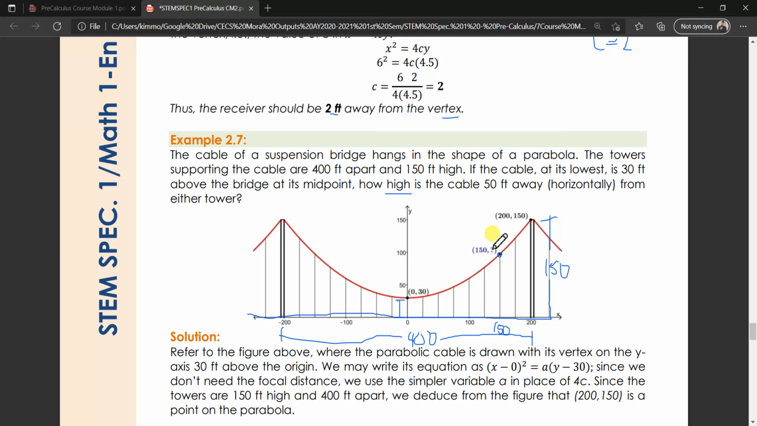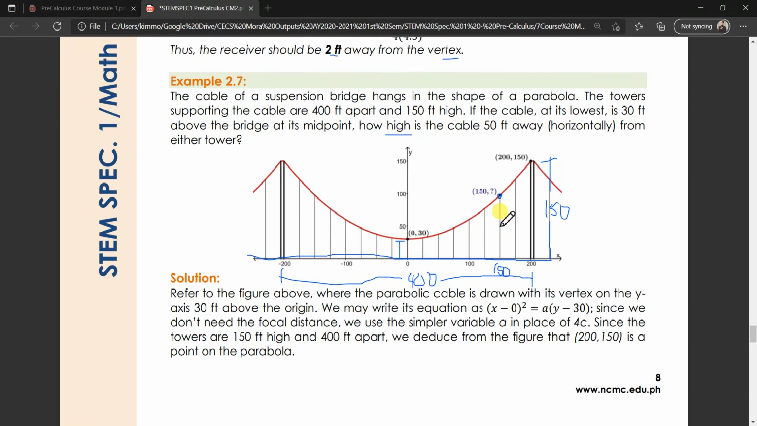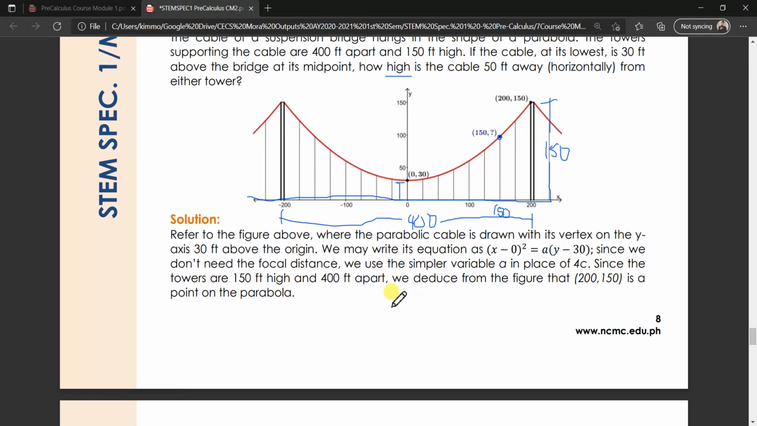Diba? Kaya naa tay 4 cases sa atong parabola. So the same, since this is parabola opening upward, so ang atong equation nga gamiton is equal to katong x minus h squared is equal to 4c times y minus k kana. So kani atong equation nga gamiton.